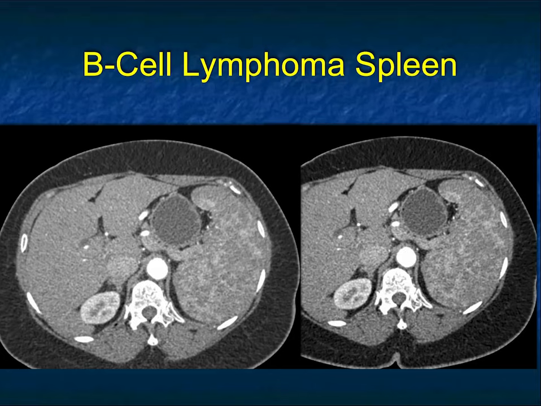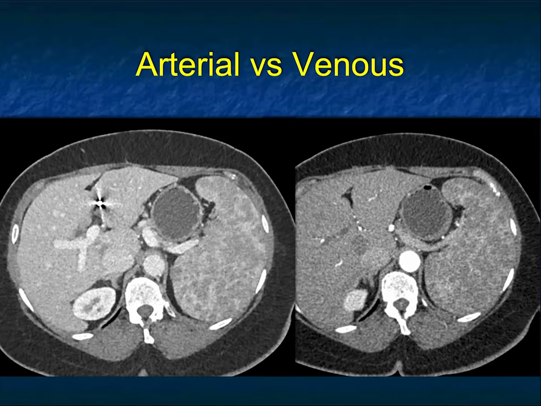Here's more of an infiltration of the spleen. You could call this multiple small lesions or diffuse infiltration. Diffuse infiltration by B-cell lymphoma is a common appearance. The spleen is enlarged and diffuse infiltration is nicely present.